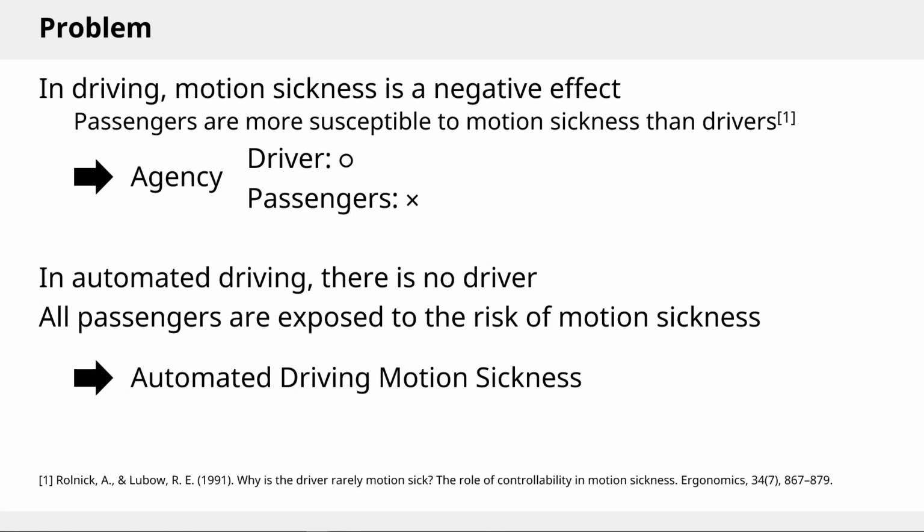Agency is a sense of control a user has over their current environment or situation. Drivers know how to move in one direction or the acceleration in the next, but passengers don't know it. So passengers have less agency than drivers. In automated driving, there will be no driver, all will be passengers. So all passengers will be exposed to the risk of motion sickness.